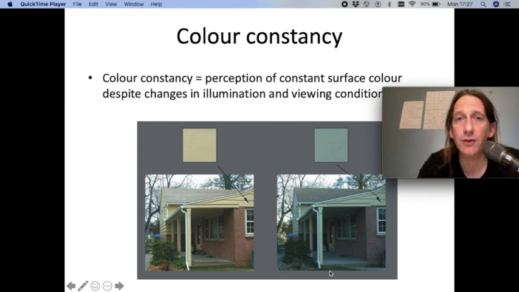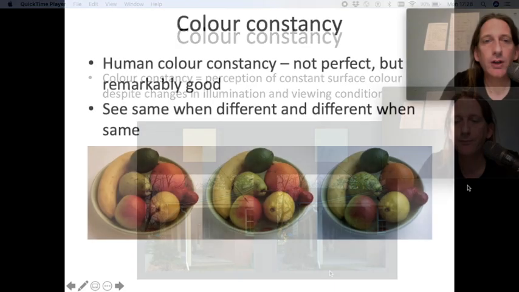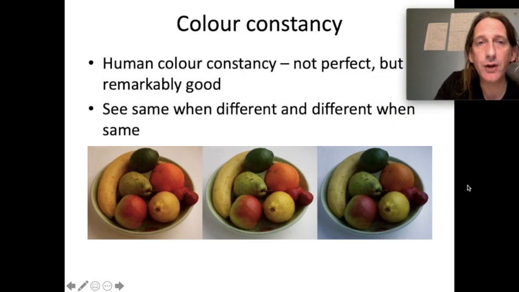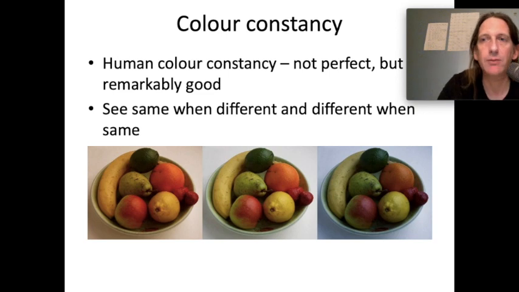We're not aware of colours dramatically changing, even though the wavelengths of light being bounced off those objects can be dramatically different under different conditions. So human colour constancy is not perfect, but it's pretty good. It's remarkably good. We see the same when different and different when the same. We see an orange or a banana as having the same colour, even though the viewing conditions are radically different. But also we can see things as being different when they're the same, and I'll show you an example of this.